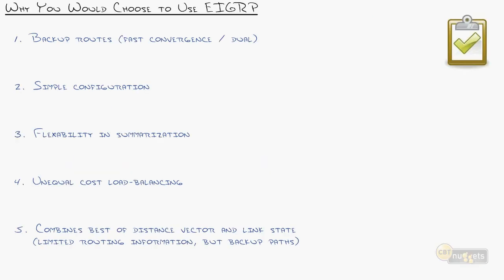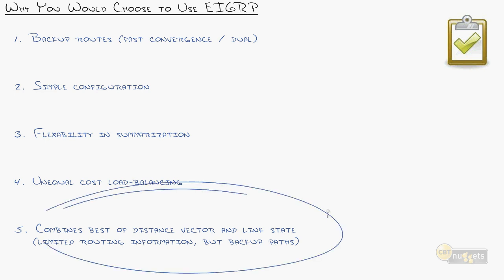So what's up with EIGRP? Well, as I mentioned just a second ago, it's Cisco's baby. They designed it because they looked at all the routing protocols out there and said, we can do better. And the way they did it was primarily by combining the best of distance vector and link state together.